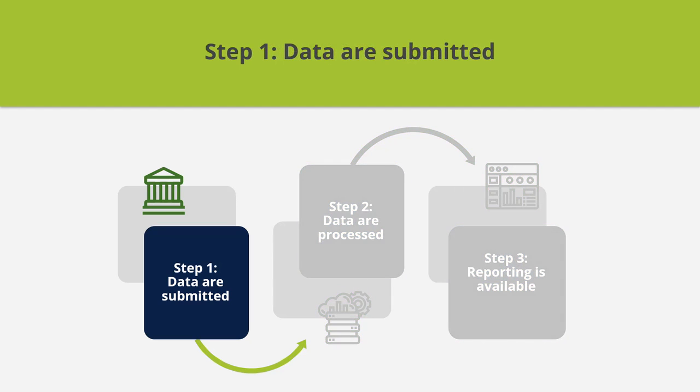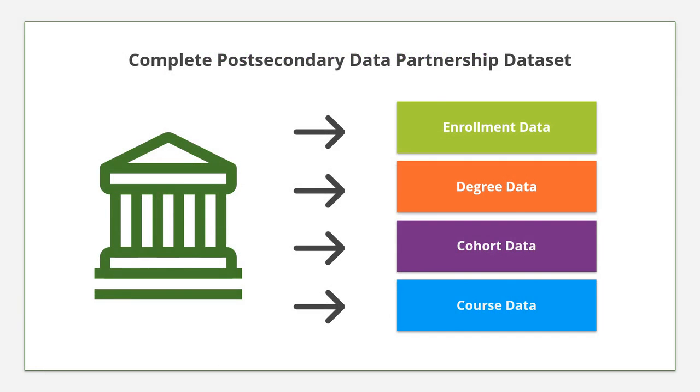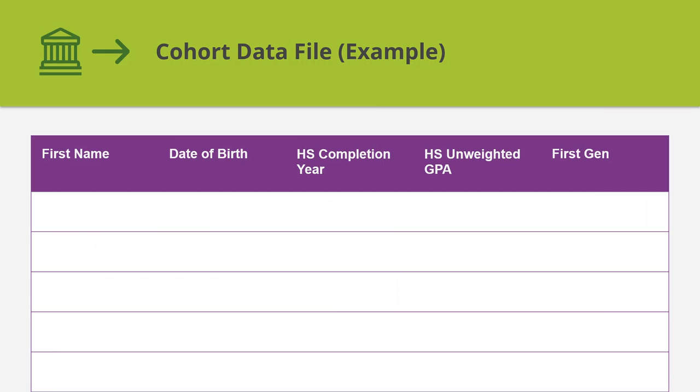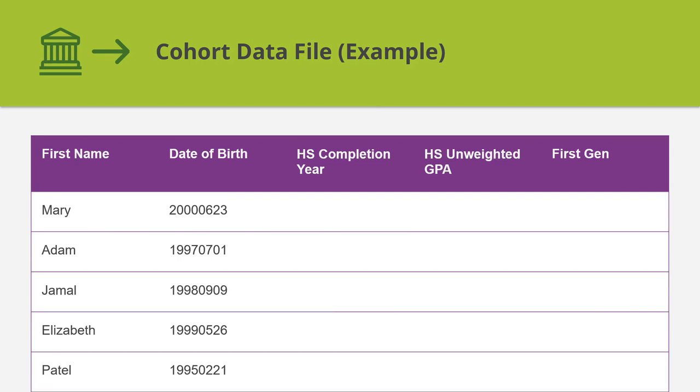The first step in the PDP process is data submission. In addition to the enrollment and degree files already submitted by your institution to the Clearinghouse, your institution must submit cohort and course data. The cohort data file contains information for students enrolled during the submission term. For example, these data include the student's name, date of birth, the year they completed high school, their high school GPA, and an indicator of first-generation student status.